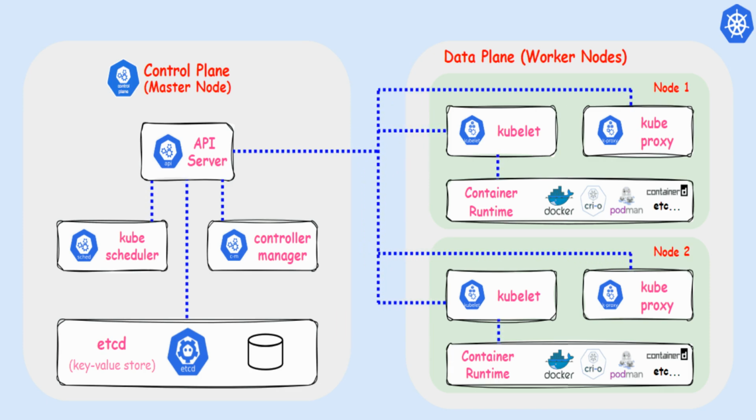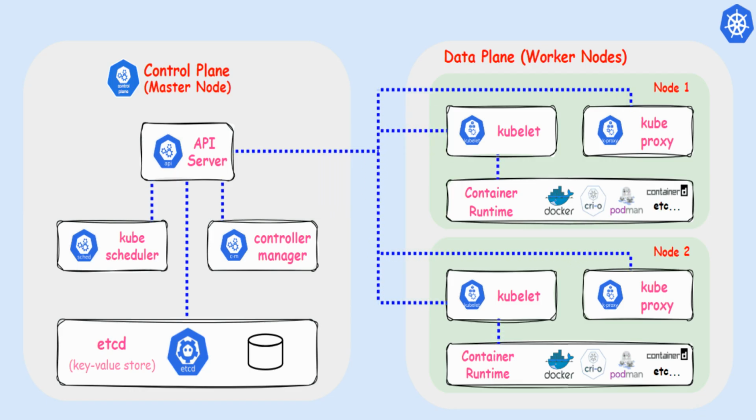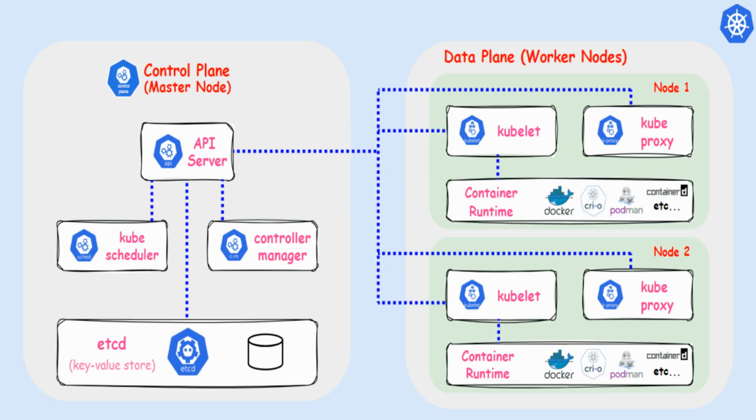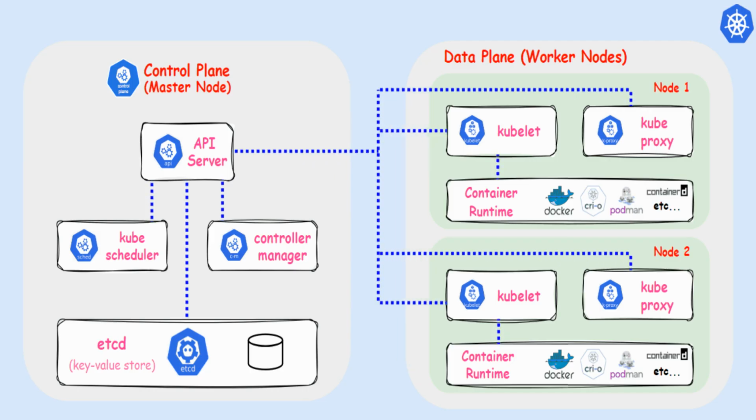Okay, so that's the control plane. What about the worker nodes? What are they like in our body analogy? The worker nodes are like the body's organs and muscles. They're the ones that actually do the work.